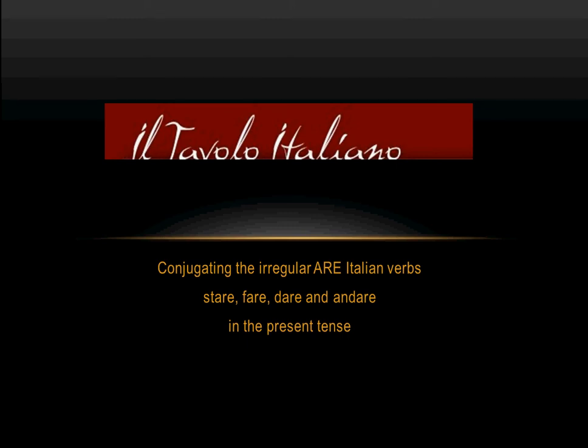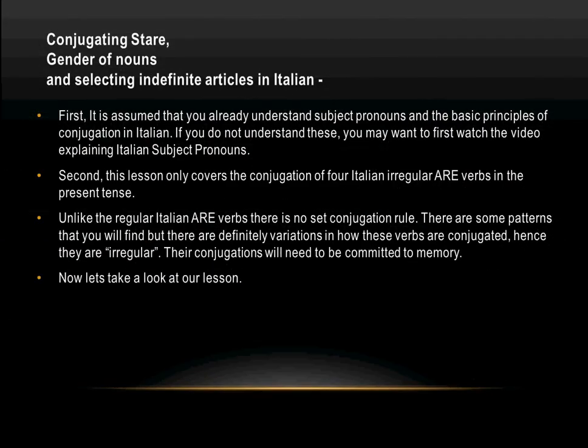Today we're talking about conjugating irregular ARE Italian verbs, stare, fare, dare, and andare in the present tense. First of all, let's assume that you already understand subject pronouns and the basic principles of conjugation in Italian. If you don't understand these, you may want to first watch the video that explains conjugating verbs and Italian subject pronouns. Secondly, this lesson only covers the conjugation of these four Italian irregular ARE verbs in the present tense.